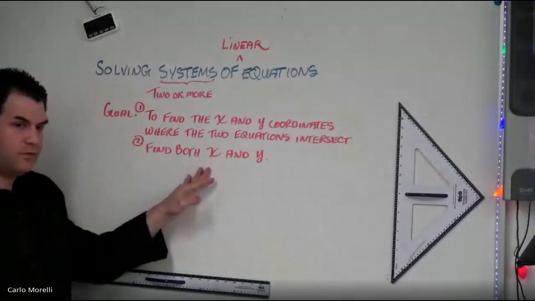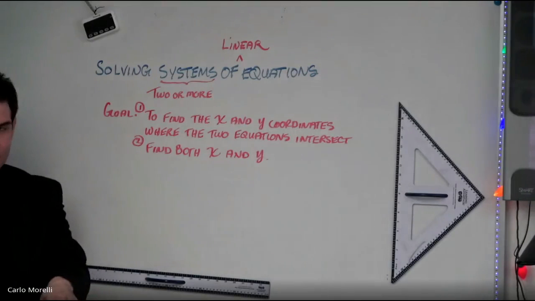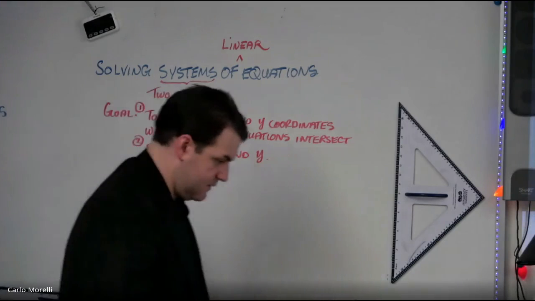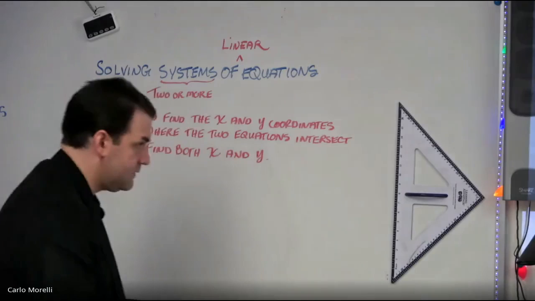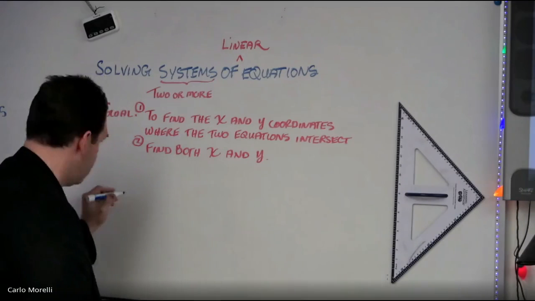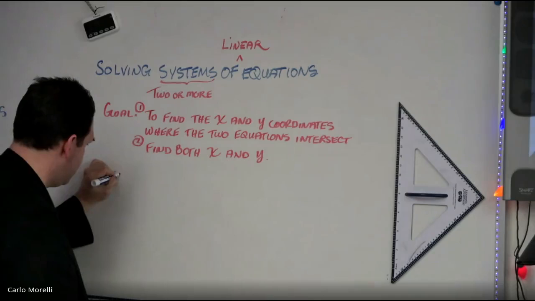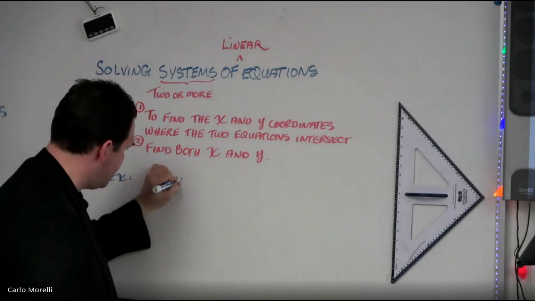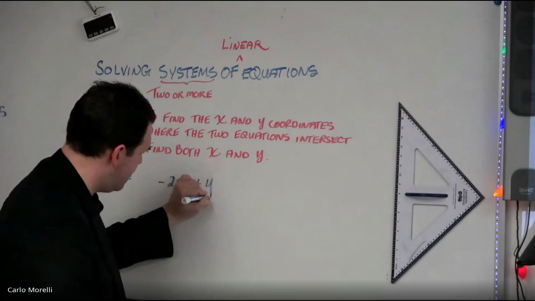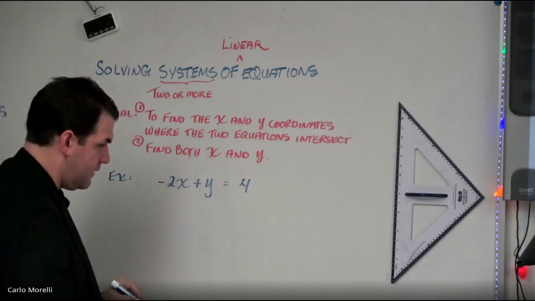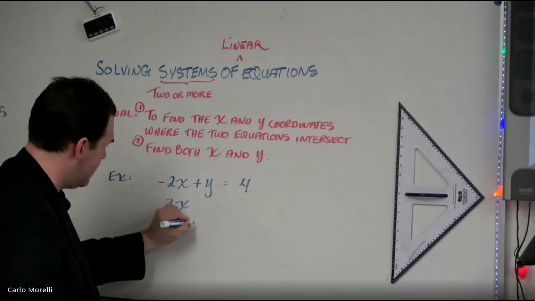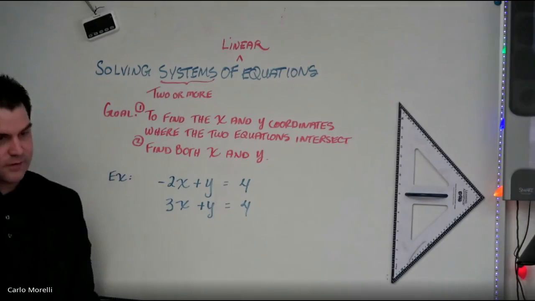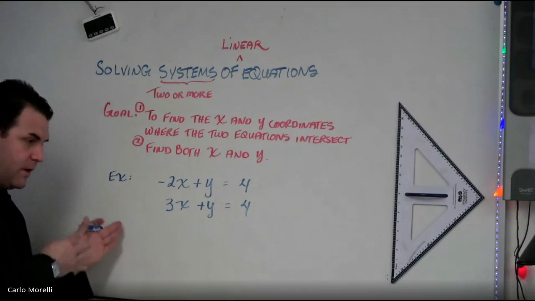Did you see how visually we found x and y, just by pointing to the intersection point? There are other ways to solve systems. Let me put an example on the board so we can learn what it is we're doing. What if I had this example: negative 2x plus y equals 4, and 3x plus y equals 4. So this would be like an equation problem.